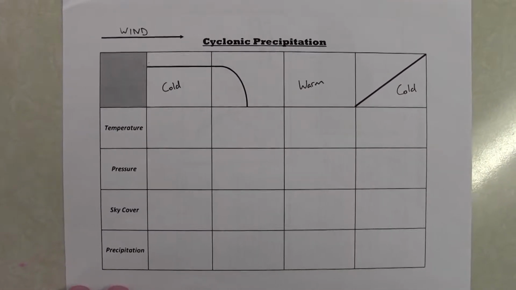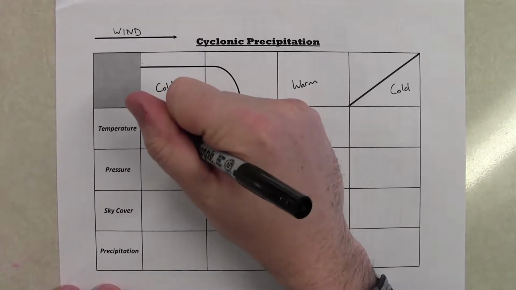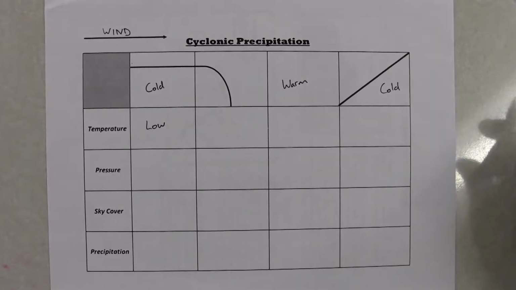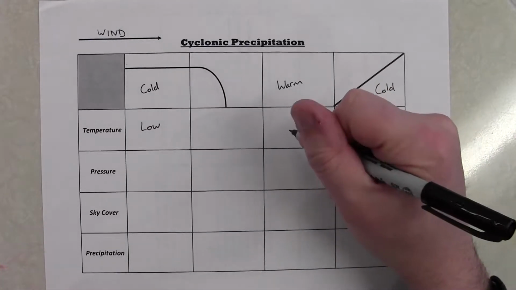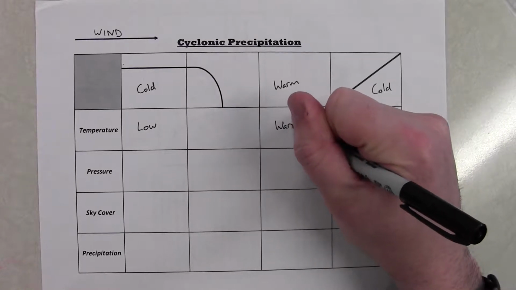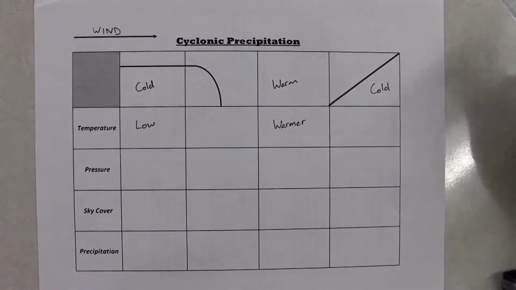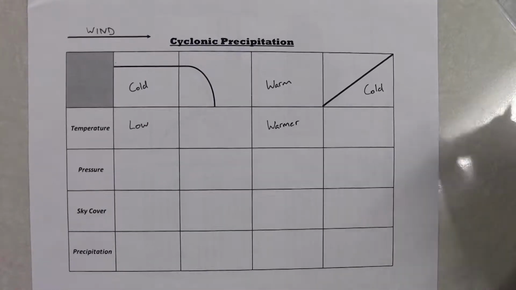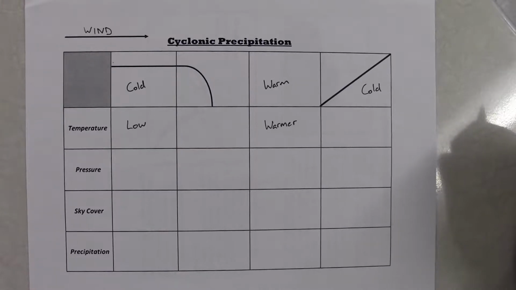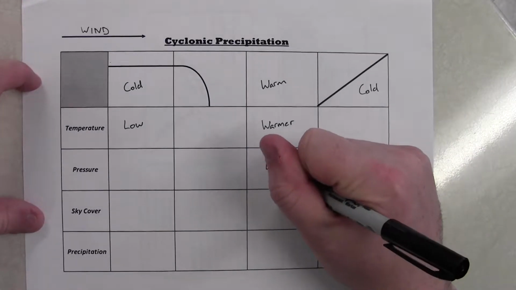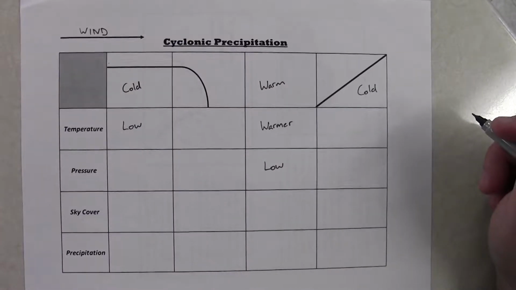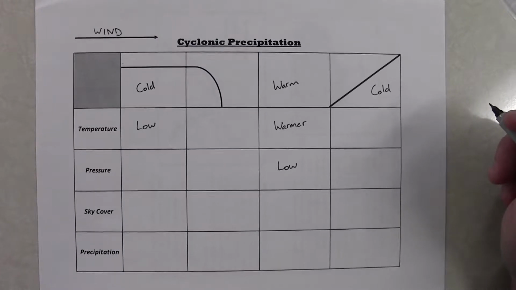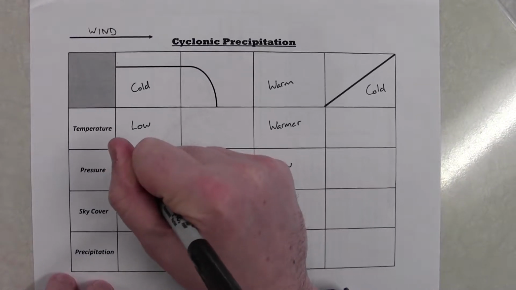The basic characteristics of a cold air mass: the temperature would be lower, obviously. You could say colder, cooler, lower, whatever you want to say. And the warm air mass would be warmer, higher, whichever works. Typically, when you have warmer temperatures, you have lower pressures. You should remember that you have lower pressures when you have higher temperatures. And the opposite, when you have lower temperatures, you'd have higher pressure.